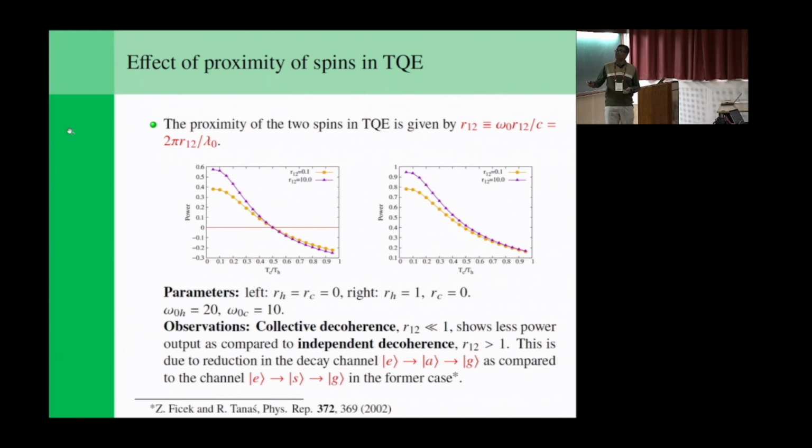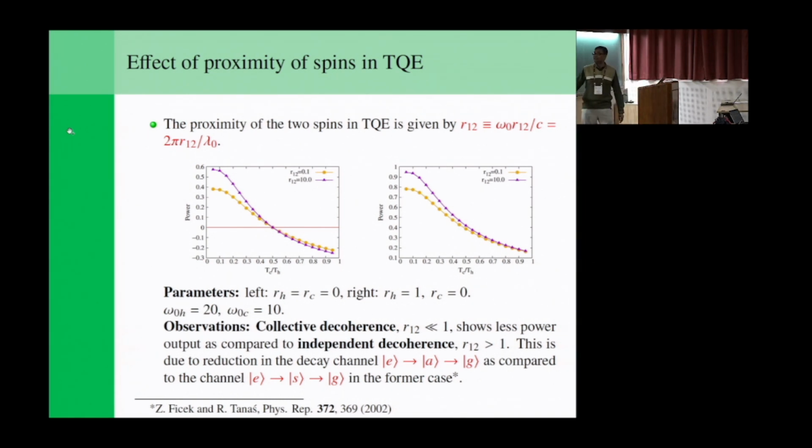Finally, we can also test the effect of the proximity of the spins. R12 is the normalized distance between the 2 spins. If they are very close, we call that the collective decoherence regime. If they are very far apart, we call that the individual decoherence regime, which is R12 equals 10. And we see that in the individual regime, we extract more power in both the 1 qubit and 2 qubit case.